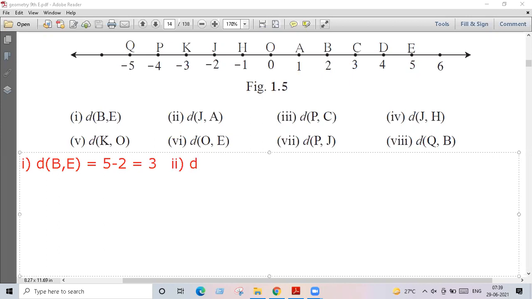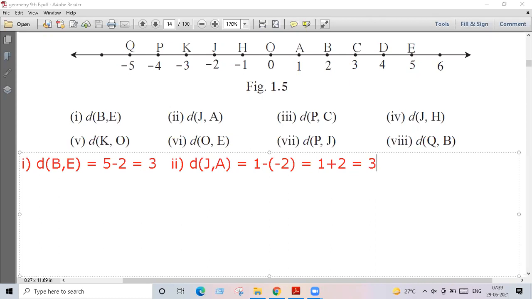Then next is distance JA. Tell me the coordinate of J and of A. J is -2 and A is 1. Now -2 is smaller. Remember that the left hand side coordinate is always smaller than the right hand side coordinate. So it is 1 minus (-2). 1 minus -2 becomes 1 plus 2, since minus minus gives plus. So the answer is 3.